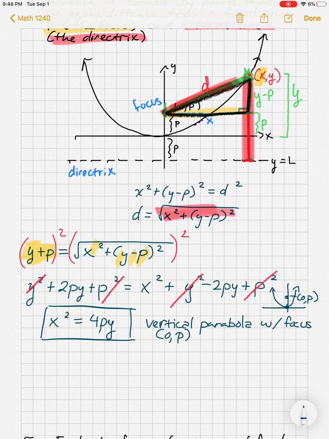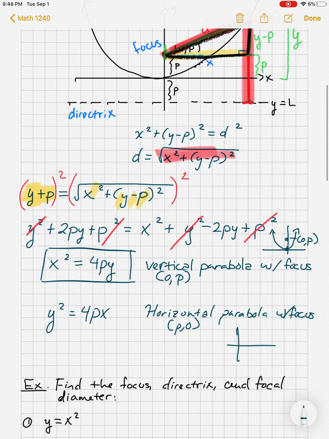Now you might be able to guess y squared equals 4px is the equation for a horizontal parabola. So the derivation would be very similar. You just have to rotate the parabola. So I won't do the derivation again.